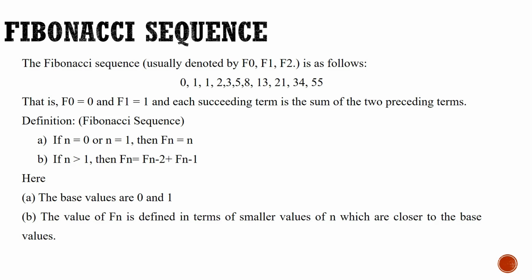Fine. So now, what are the base values here? The base values are 0 and 1. Now what is our second condition? Every time we should go closer to the base value. How are we closing in? The first term is decremented by 2 and the second term is decremented by 1. This is how we are going close to the base value, and which will generate the Fibonacci sequence.